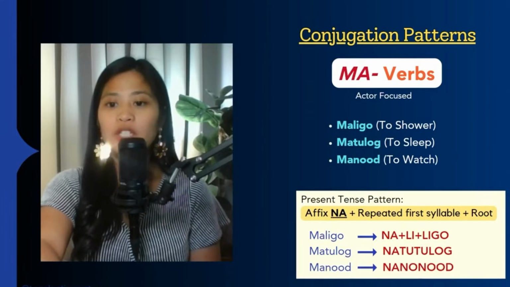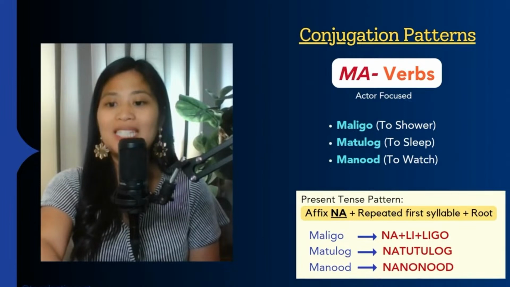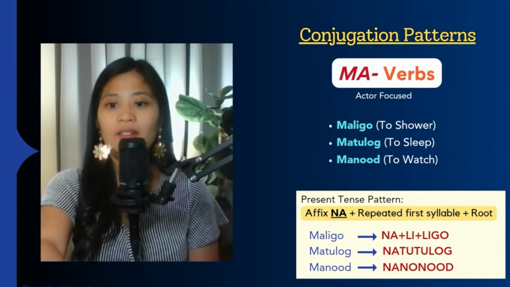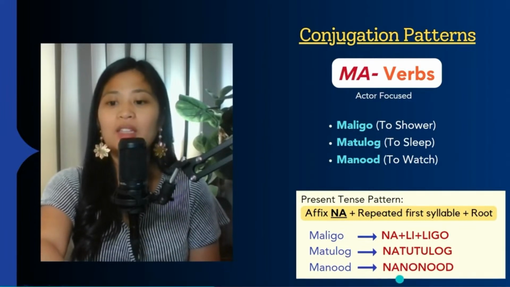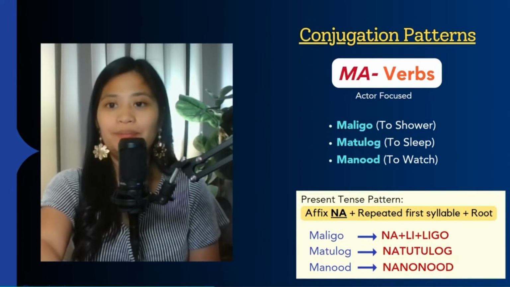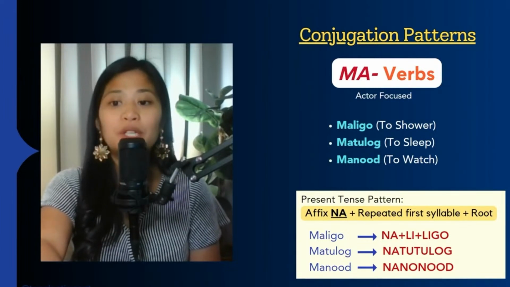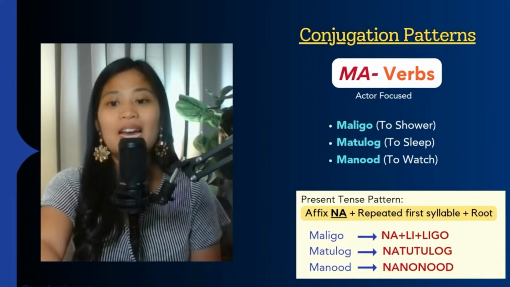Manood, to watch, will be nanonood. Nanonood sila, they are watching. Affix is na, then there's a repeated first syllable, and then the root, nanonood. So mag and ma verbs have a very similar pattern. The only difference is that affix in the beginning.